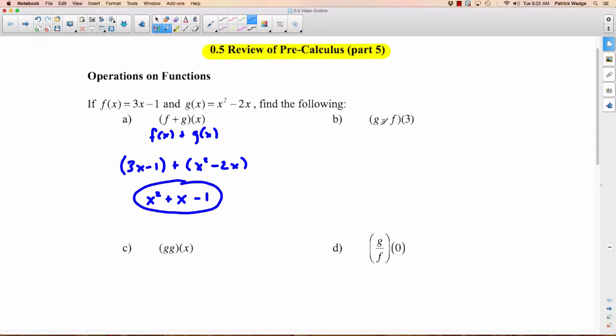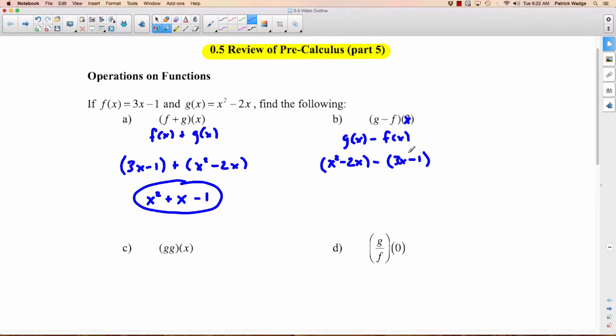Okay, this one's a little different because it's not g minus f of x, it's g minus f of 3. So there's two ways you can do this. One way you can do it is start by doing the same thing we just did. You can think of this momentarily as just being an x here. And you say, well, g minus f of x is the same as g of x minus f of x, which means we have our g of x, which is x squared minus 2x. It's very important you put it in brackets right here, minus f of x, which is 3x minus 1.